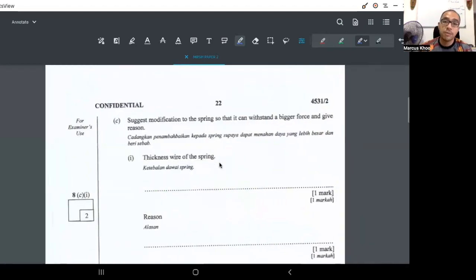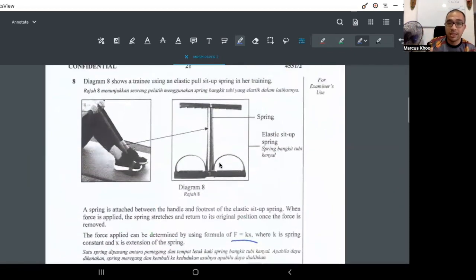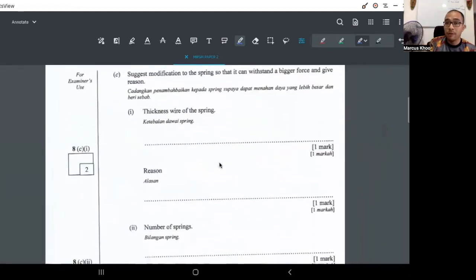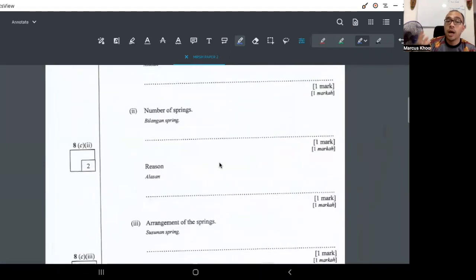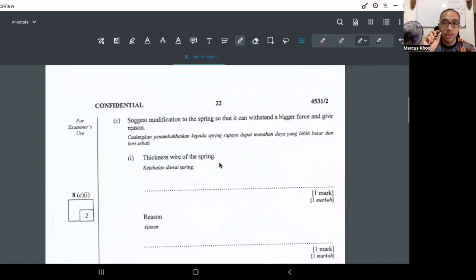Suggest a modification. So, maximum you can put 450, but I want 500 anyway, maybe because I am very heavy. So we need to modify this gadget over here, and they give you the characteristics. One, how would you change the thickness of the wire? Secondly, how will you change the number of the springs? And thirdly, how will you change the arrangement of the springs? Let's talk about the modification first before I go to the reason.